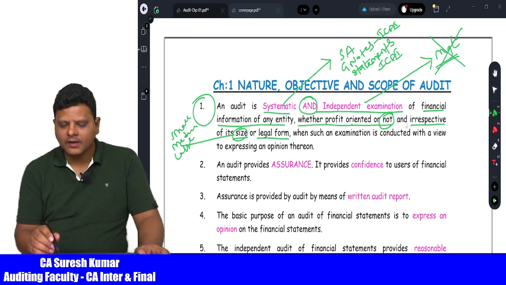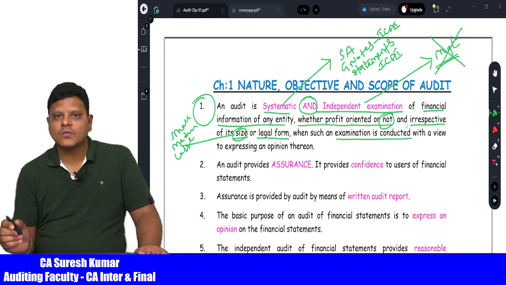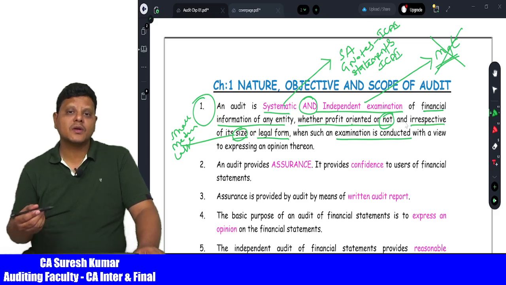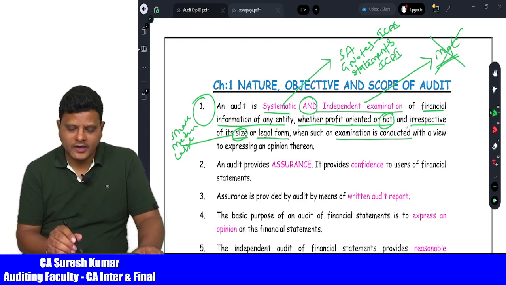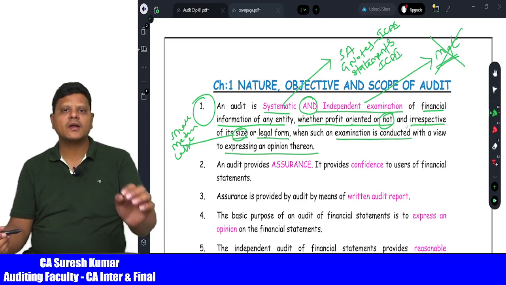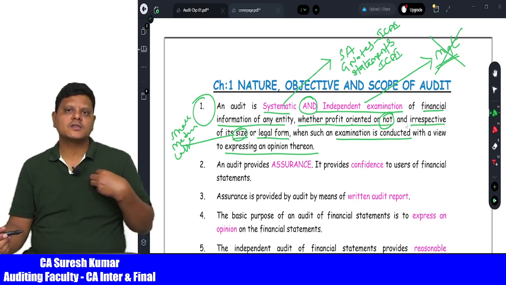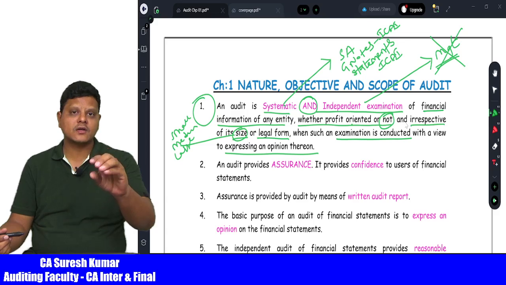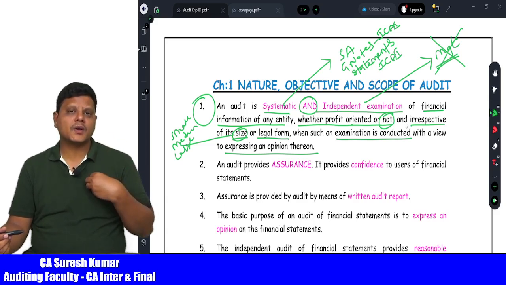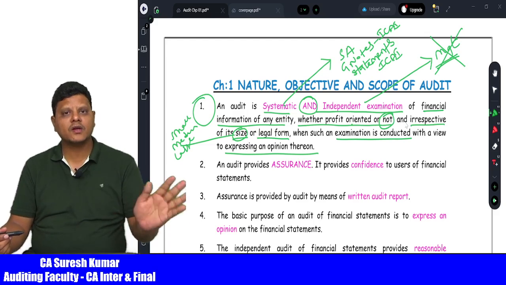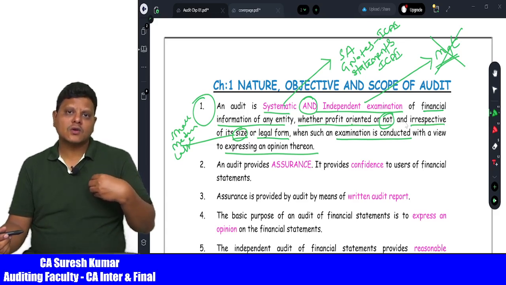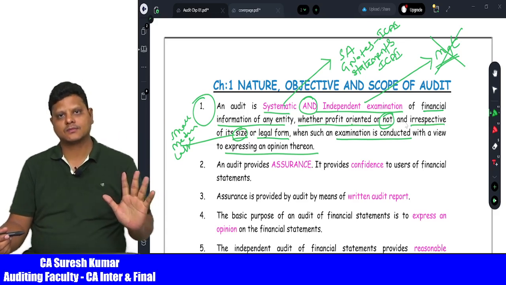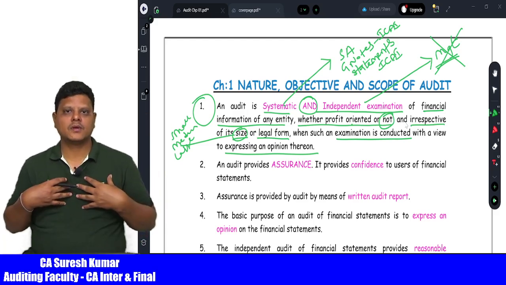On legal form: why are you doing an examination of the financial information? The examination is conducted with a view to express an opinion. Now the one-line summary of the entire discussion: an auditor is an independent auditor. An auditor does an audit using the standards on auditing. The standards on auditing are applicable to all kinds of organizations, either profit motive or non-profit motive. The main object of the audit is to give an opinion on financial statements. That's all, that's my job as an auditor.